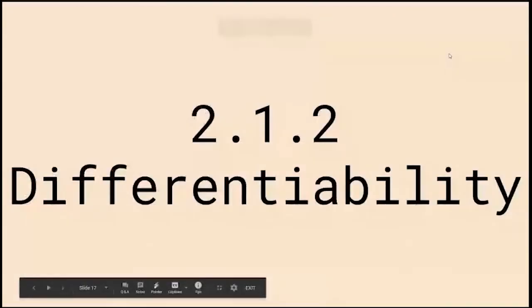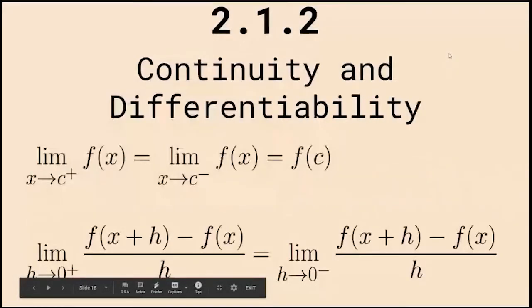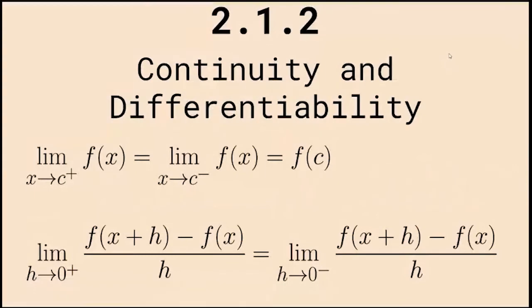All right, 2.12 is all about differentiability. As I told you before, it has to be continuous to be differentiable. If you're differentiable, you're automatically continuous. If you're continuous, you're not necessarily differentiable. The derivative has to match on both sides.